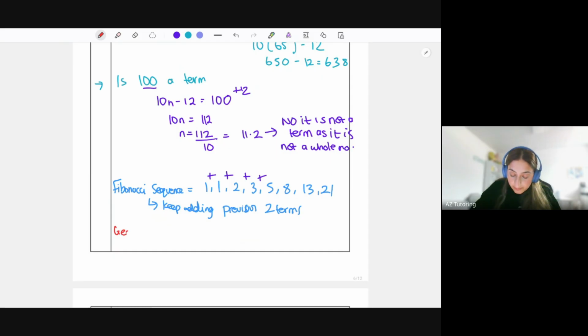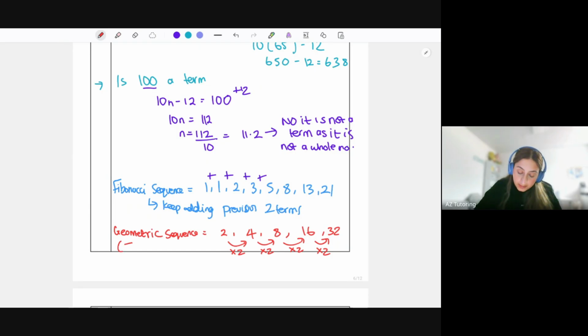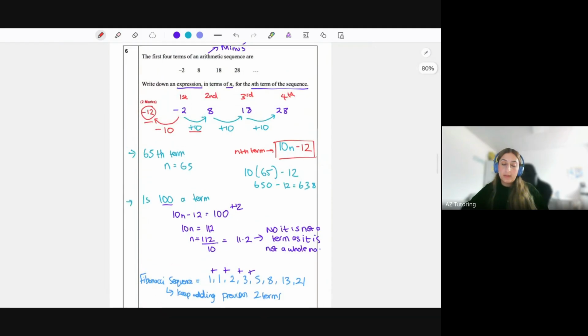That's a Fibonacci sequence. And another type of sequence is geometric sequence. Handy to know about these. Geometric sequence is when you're timesing by numbers. So for example, 2, 4, 8, 16, 32. I know I'm timesing by 2 every time. So it can either be dividing by a number or timesing by a number. So times, multiply or divide. The next term is being divided or times by a number. So that's all of sequences.